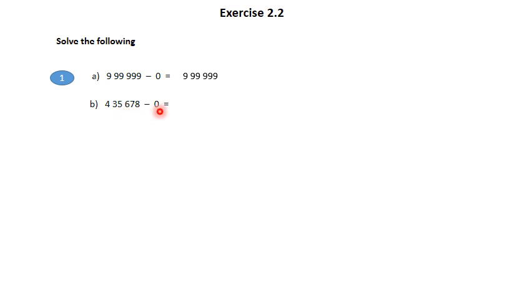Come on students, just tell the second one. 4,35,678 minus 0. So what will be the answer? Yes, the answer is the number itself, because the value of the number does not change. So your answer is 4,35,678.